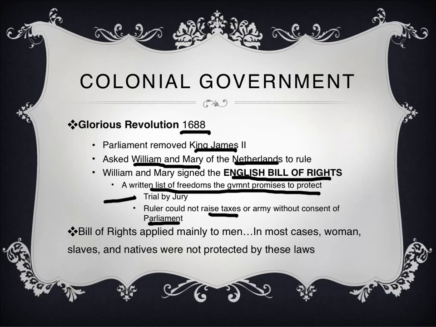All right. Now, the Bill of Rights really applied mainly to men. So, in most cases, women, obviously slaves and natives, are not going to be protected by these laws. All right. So, there you have it.